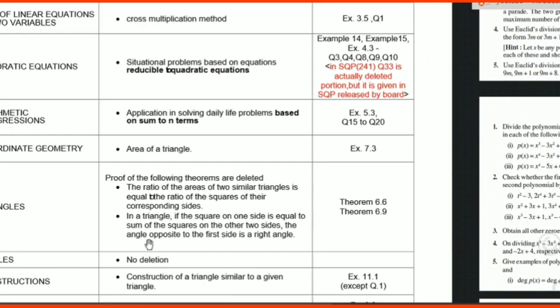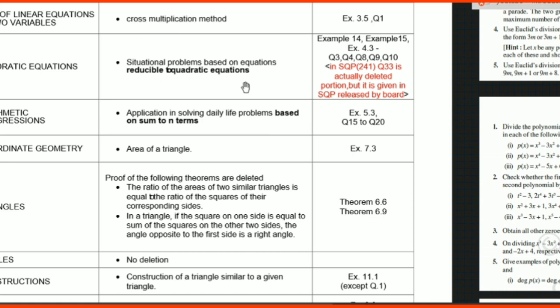And going to the fourth one, quadratic equations. Situational problems based on equations reducible to quadratic equations. What type of questions are these? If you observe, find the value of x for 1 by x plus 1 by x plus 1 is equal to 4, such type of questions are there, which is question number 3 from exercise 4.3, right? So example 14, example 15, and exercise 4.3, questions number 3, 4, 8, 9, 10. These are the questions that contain this concept, reducible to quadratic equations.